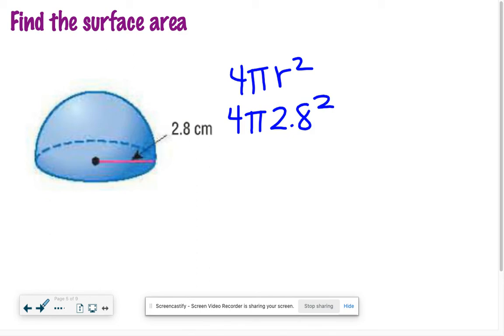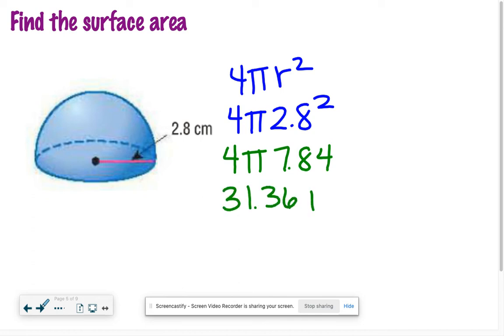Again, I'm going to simplify. If you want to plug that into your calculator, go right ahead. 2.8 squared is 7.84. Multiply that by 4 and get 31.36 pi. Multiply that by pi, and we should get 98.52.